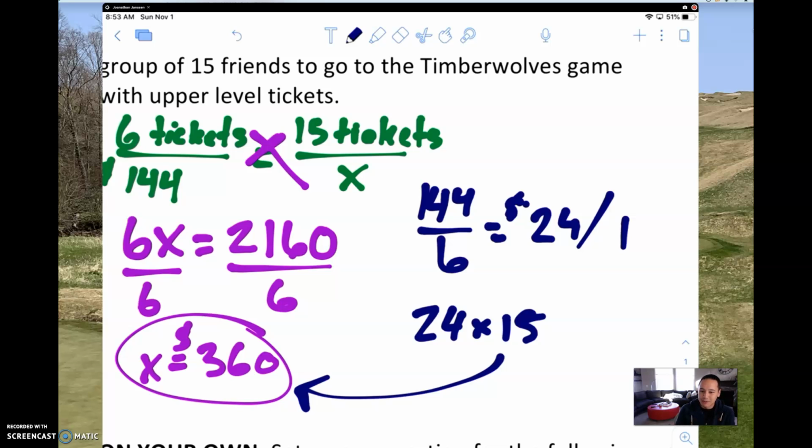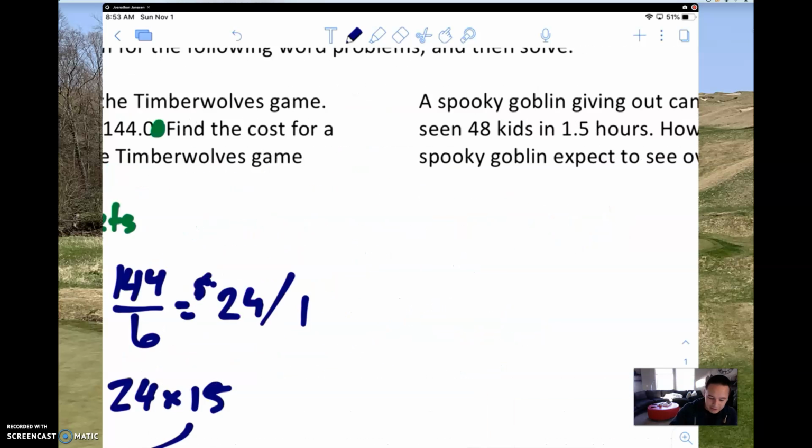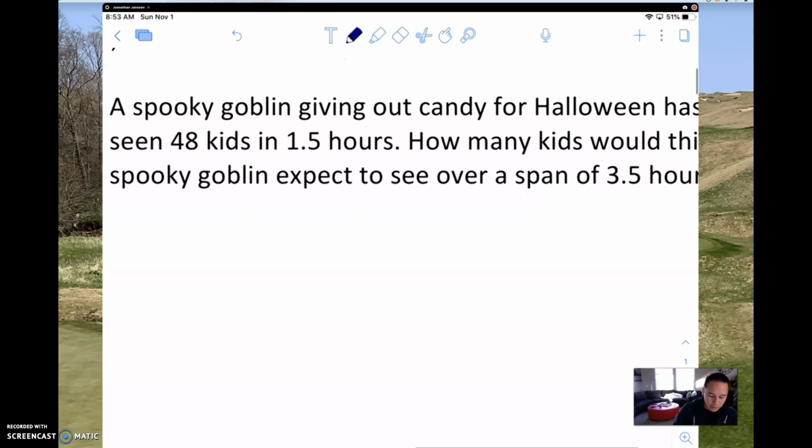That's another way that you could do this. It won't always work out where those numbers are nice and easy like that. So whichever way you prefer is fine. Cross multiplying will work every single time. And let's do one more example.